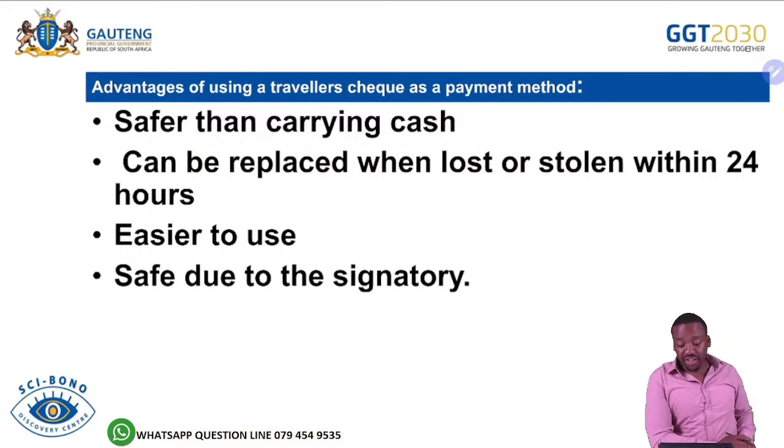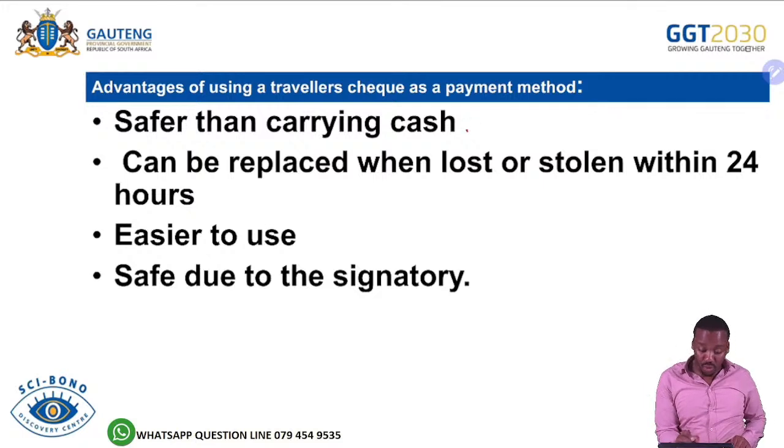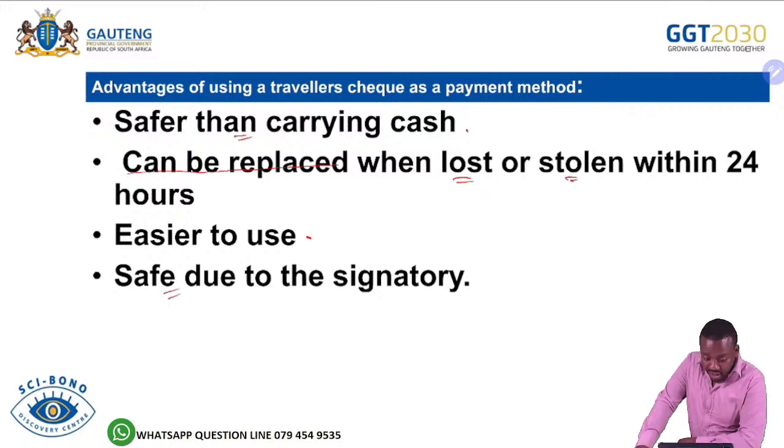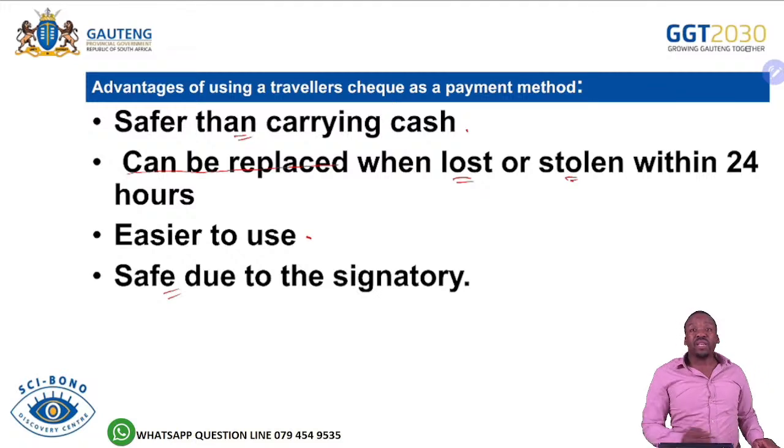Advantages of using a traveler's check as a payment method. Number one, I said to you, it is safer than carrying cash because you just have a small paper with you. If it gets lost or stolen, it can be replaced within 24 hours. It is easier to use and it is a bit safe due to the signature. Right. Those are some of the advantages of using a traveler's check as a payment method.